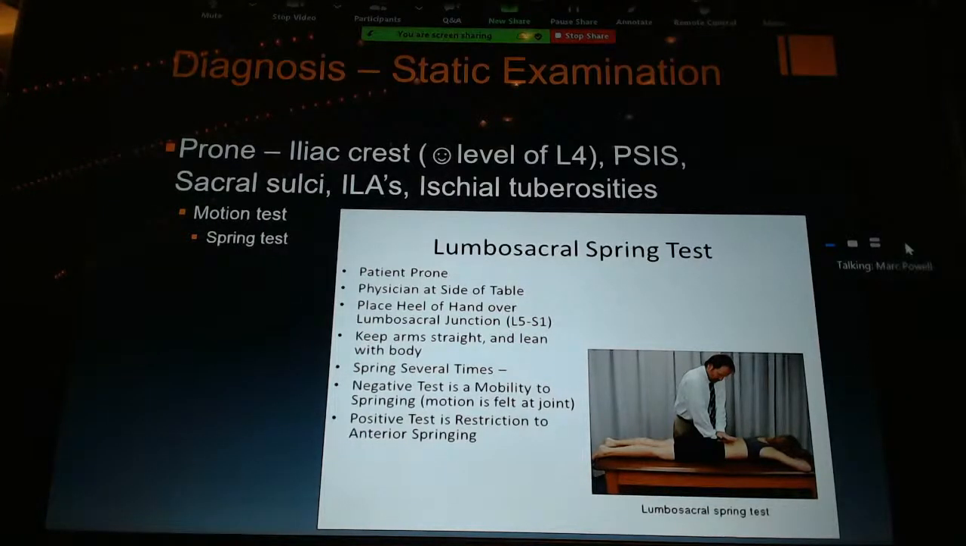Also, I'll go back to the sacrum. I'll do a little bit of a spring test, and I'll also have a little bit of breathing motion to see if it's stuck in extension or flexion. Does that sacrum have some good motion, or does it not?